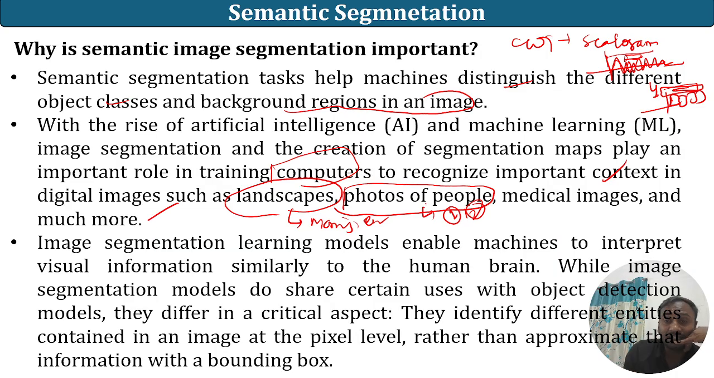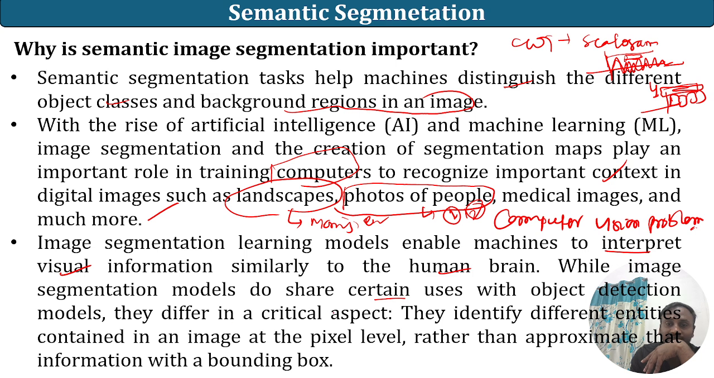So it means it's actually a computer vision problem. It's going to let the machine interpret visual information similarly to the human brain. While image segmentation models do share certain uses with detection, they give some other pixel information also. Let's say, as a human being, we give the visual information: okay, they are tired, they are resting, or they are fine. But once you go into vision, it gives the intensity as well, like how intense that activity was. Once we define it, we can see the intensity also.